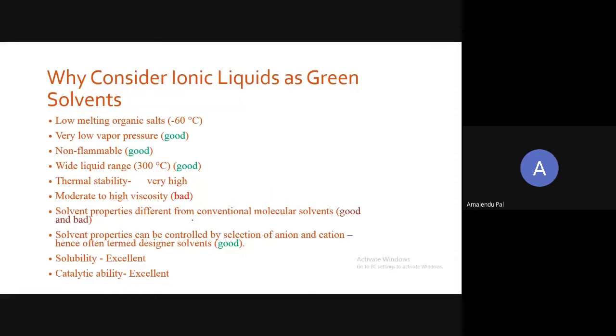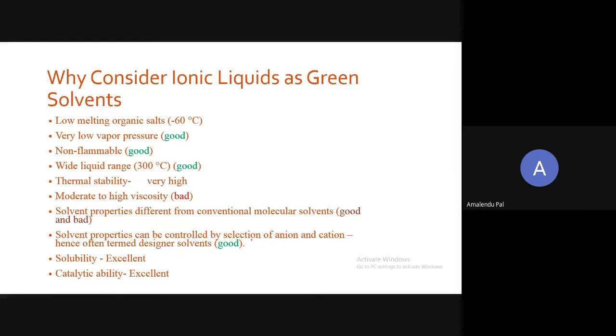Whether it is good or bad depends on the purpose for which you are using the ionic liquid. If your purpose is solved, then you can say it's good. If it is not solved, because most polar and non-polar solutes dissolve in ionic liquids, so this is very important.